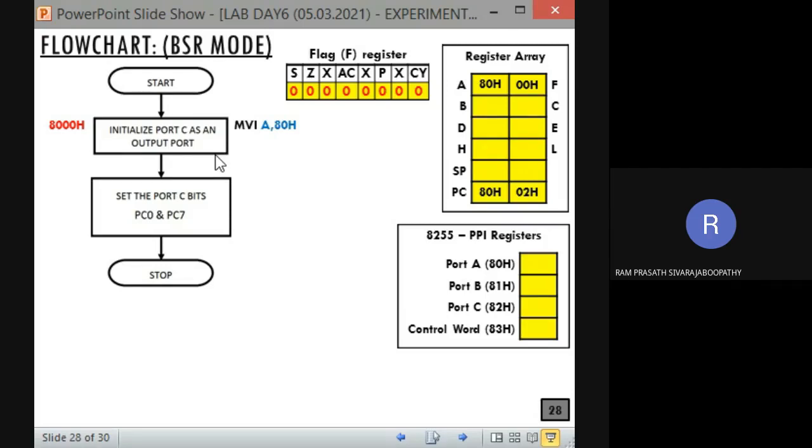So what must be the instruction you have to use now? Control word 80 has been put; where should it be written? You say at 83. So what is the instruction we have to use? To write the control word, what instruction do we have to use? You know the control word register's address. Yes, very good. OUT 83H.